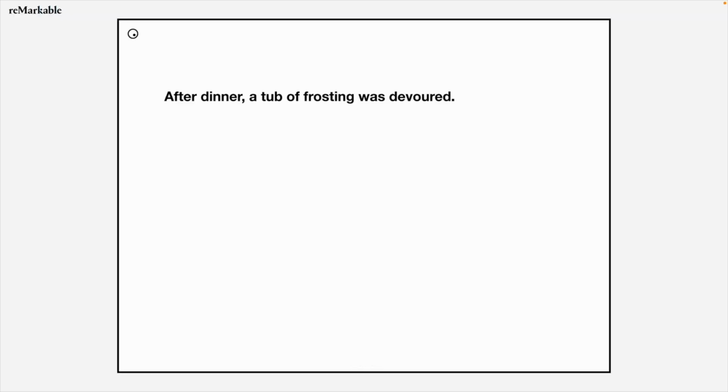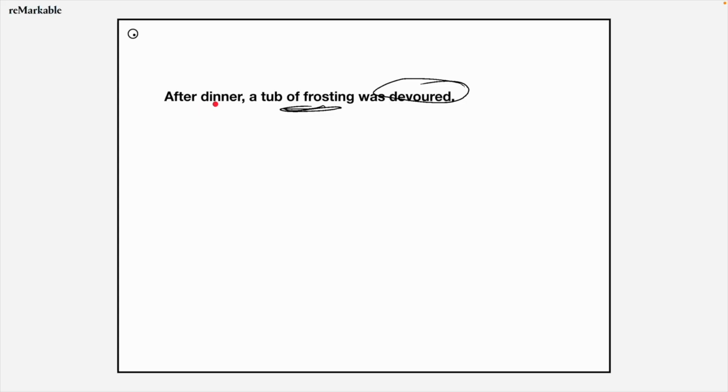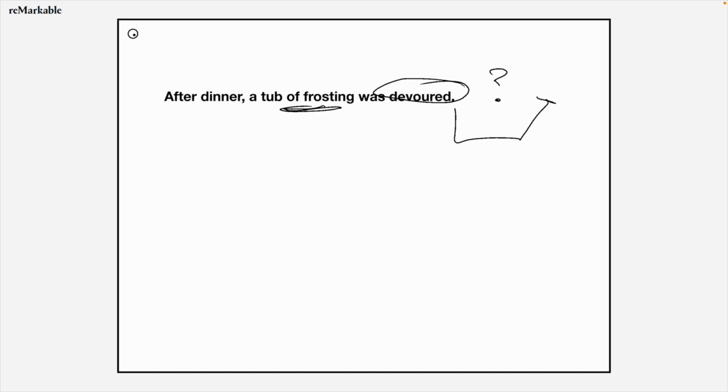Okay, now it's going to get tricky. After dinner, a tub of frosting was devoured. How do you fix this one? Okay, what is the main verb? Devoured, I guess. Let's see, what was devoured? Frosting. Let's see, who or what did the devouring? Did dinner do the devouring? No. Did the tub do the devouring? No, because it doesn't say itself. So we actually don't know who or what is doing the devouring.